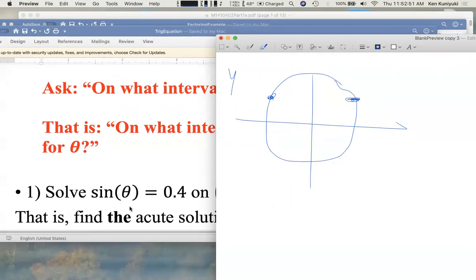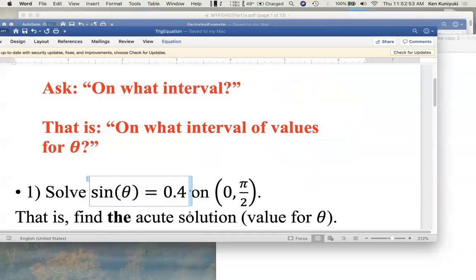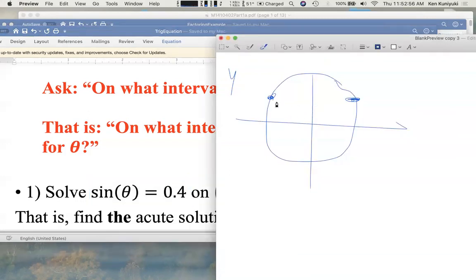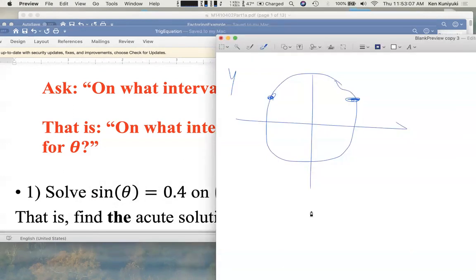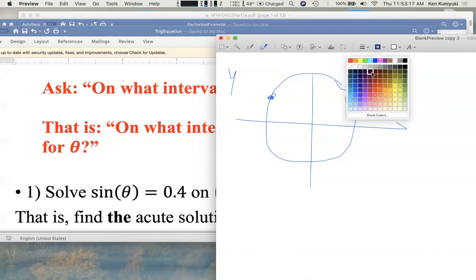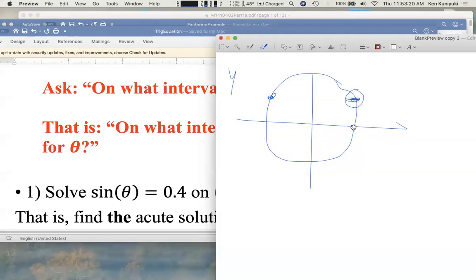So in general, there will be solutions to this in quadrants 1 and 2. But wait, we only care about solutions in this narrow interval. We only want the sole acute solution to this equation. So we only want the acute angle, the acute representative for this point over here. Sine of theta equals 0.4 has only one acute solution. This angle. We want this measure for theta.